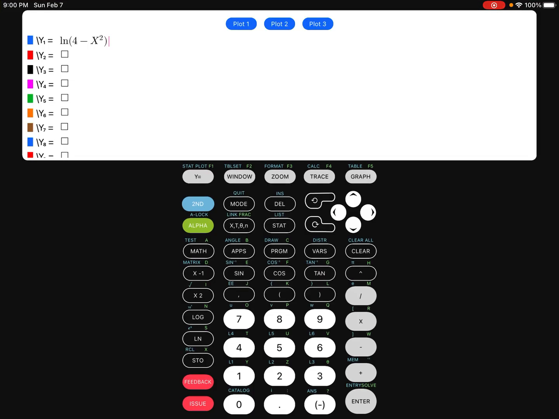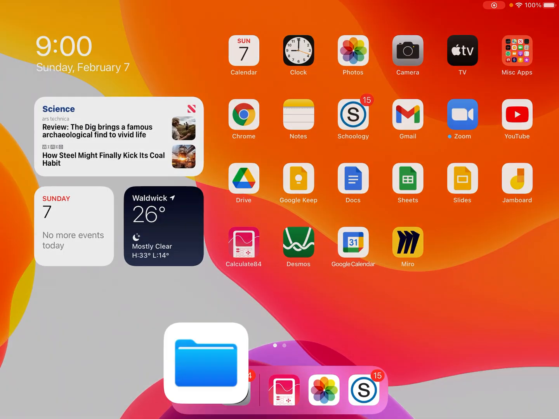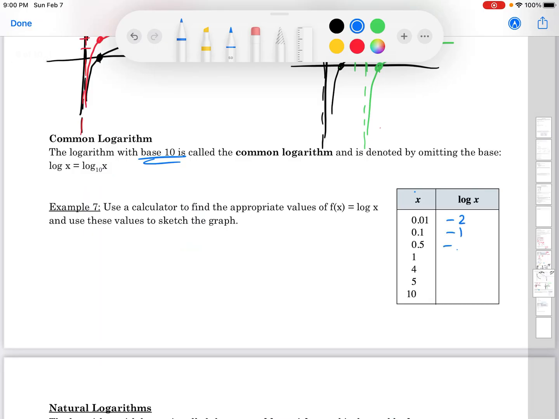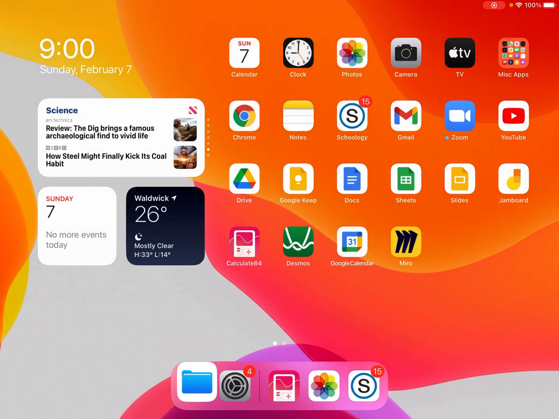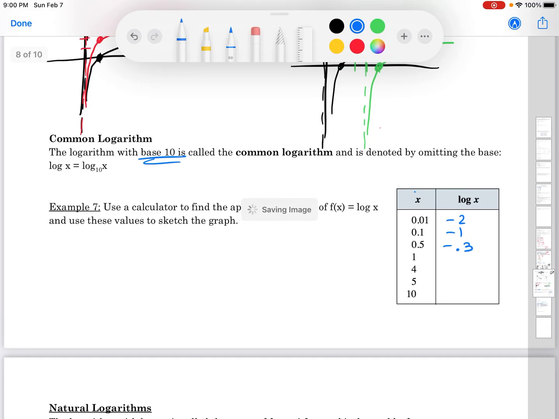We want the log, so we're just going to hit the log button of 0.01. That's -2. We want log of 0.1, log of 0.5. So let's see, -2, -1, -0.3. We want 1, 4, 5, and 10. Log of 1, log of 4, log of 5, and log of 10. So we're going to get 0, 0.6, 0.7, and 1.